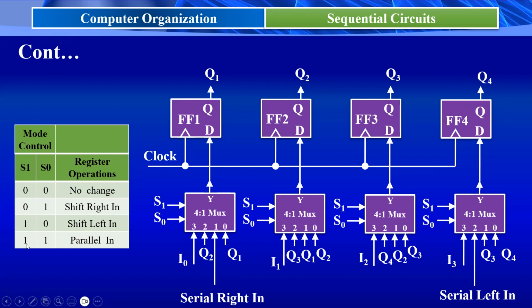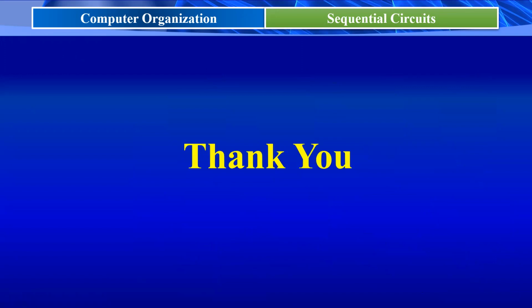Last case is if both are 1, 1, then we are selecting the third input of all 4 by 1 multiplexers. What is that third input? Here it is I0, here it is I1, here it is I2, and here it is I3. So based on the data applied at these muxes, it should be transferred to the output side. So this is about the universal shift register. I hope you understand this. Thank you for patient listening.